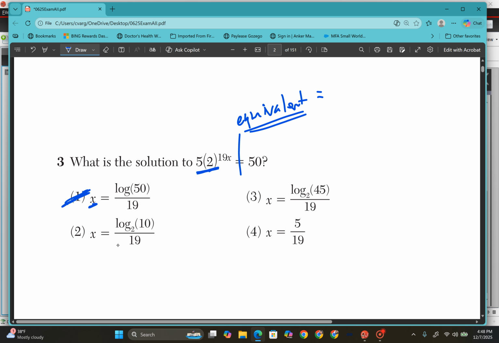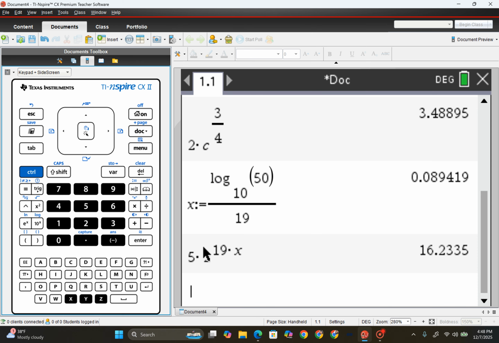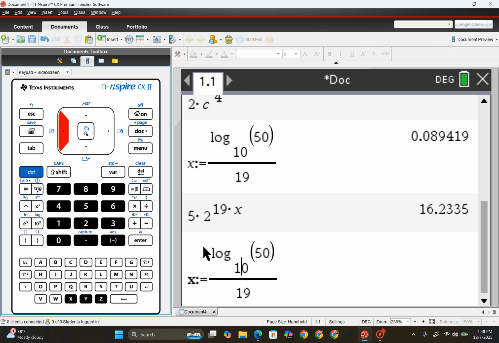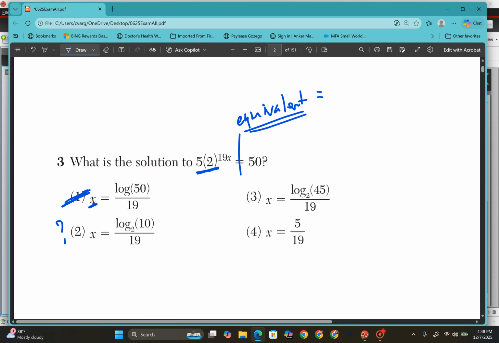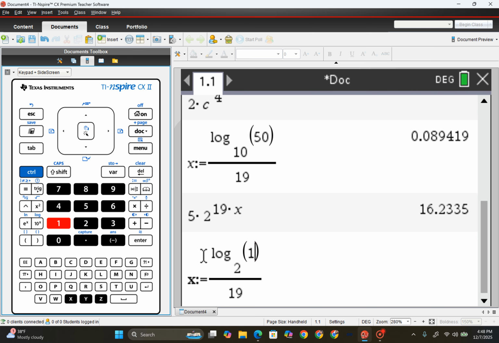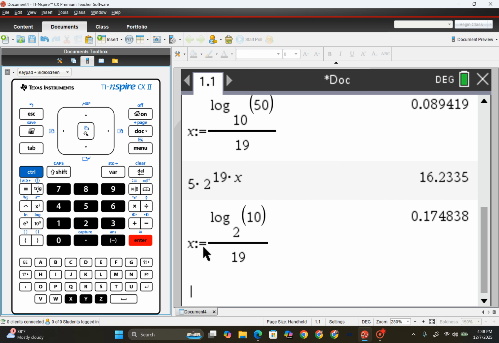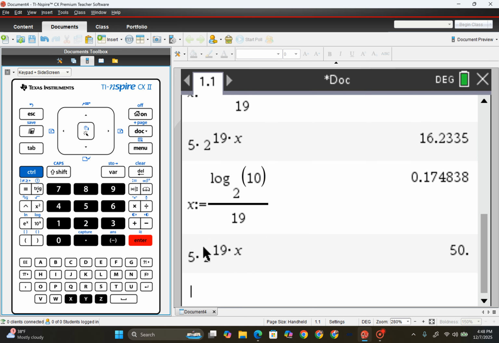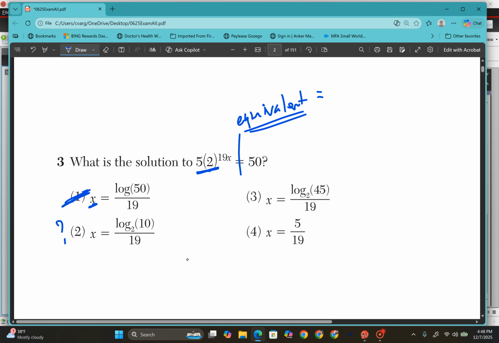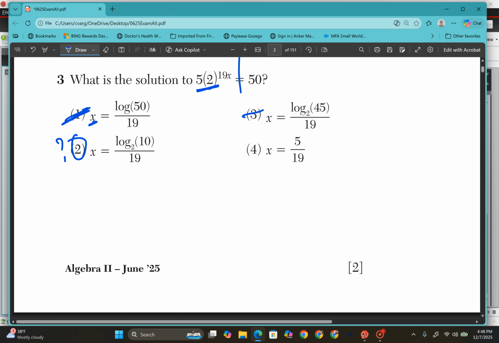Okay, so now I'm going to plug in the second one. Let's try this. So X is equal to log base 2 of 10 divided by 19. So I'm going to go up here. I don't want to type this all over again. So it was log base 2 of 10 divided by 19. Cool. And because I already typed this in, I can just go up and grab it. And if I hit enter and it's 50, there we go. Cool. So I know that the answer is log base 2 of 10 divided by 19. So it's choice 2. Okay. And you can do the same thing and show that 3 and 4 did not work.